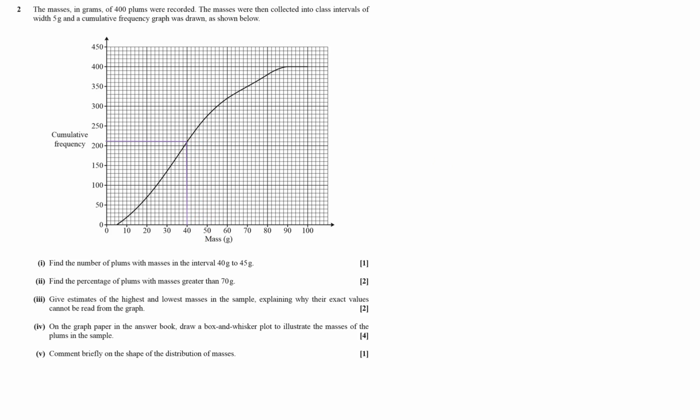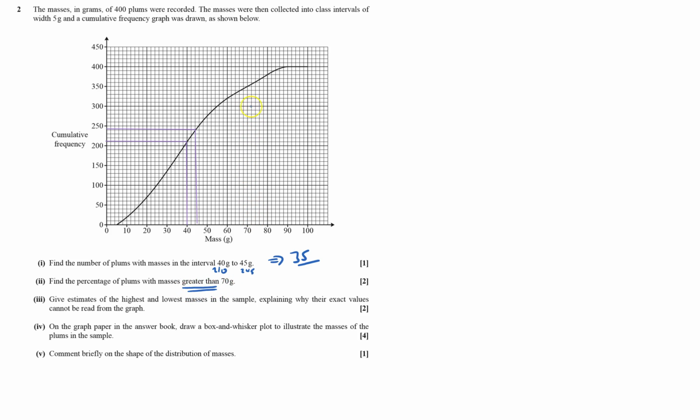And how many were less than 45? So these got 45 and across, and that looks like 245. So that's 210, that's 245, and therefore 35 in the interval. 35.